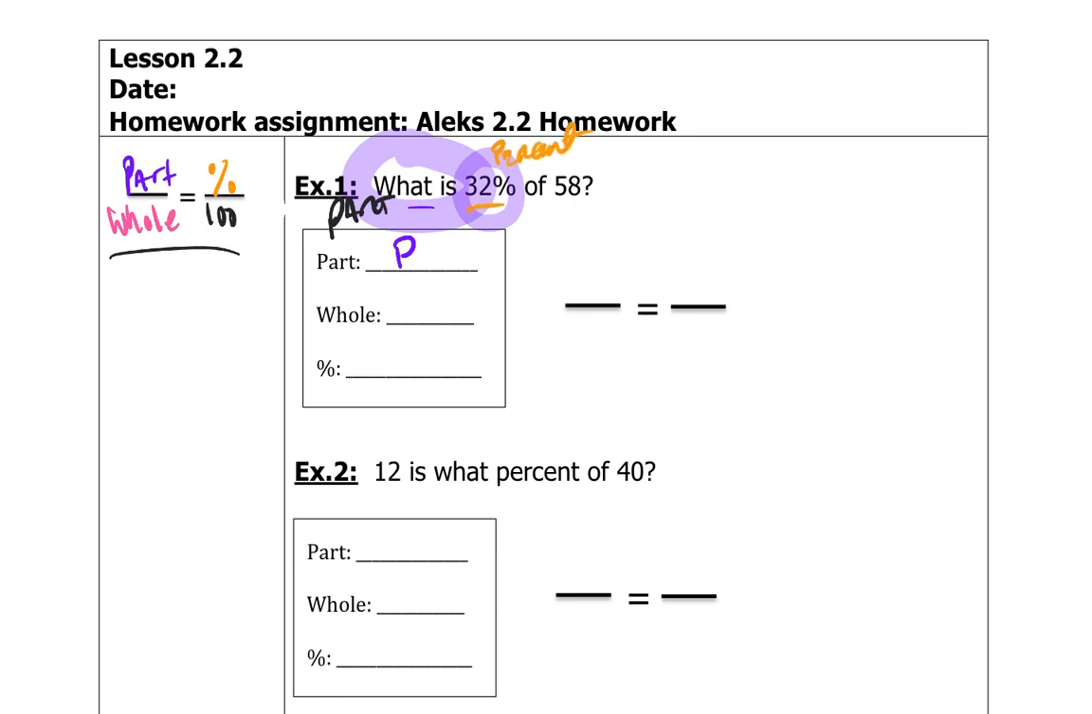So we're going to put 32 down here. And then the last thing we're looking for is our whole. That's always attached to the word "of." So that means our whole is 58. And we look again and we know what we're doing. We don't know the part, we're trying to find that. We know that the whole is 58, so we put that down here. We always have a 100 on the bottom here. And we know that our percent is 32.